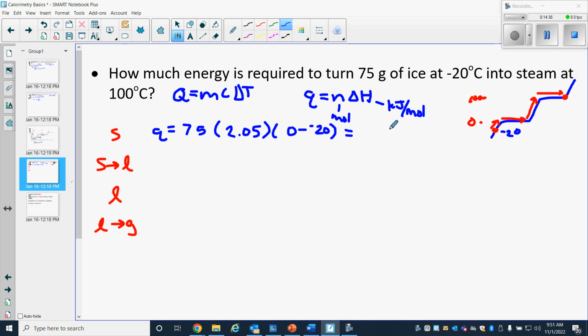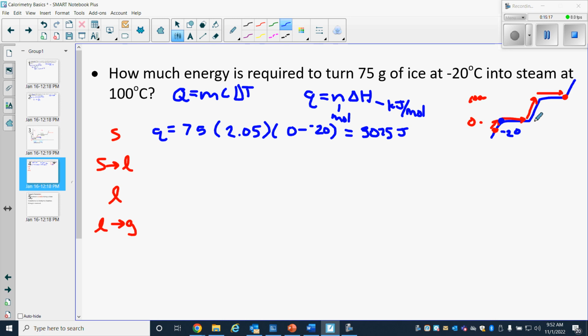So we would calculate that step individually. So we have 75 times 20 times 2.05. So this step alone is 3,075 joules. And I'm going to come back and look at sig figs and units in a minute, because you'll see we have to do a little something extra with them. So that got me to this first corner where we have a solid at 0 degrees Celsius.